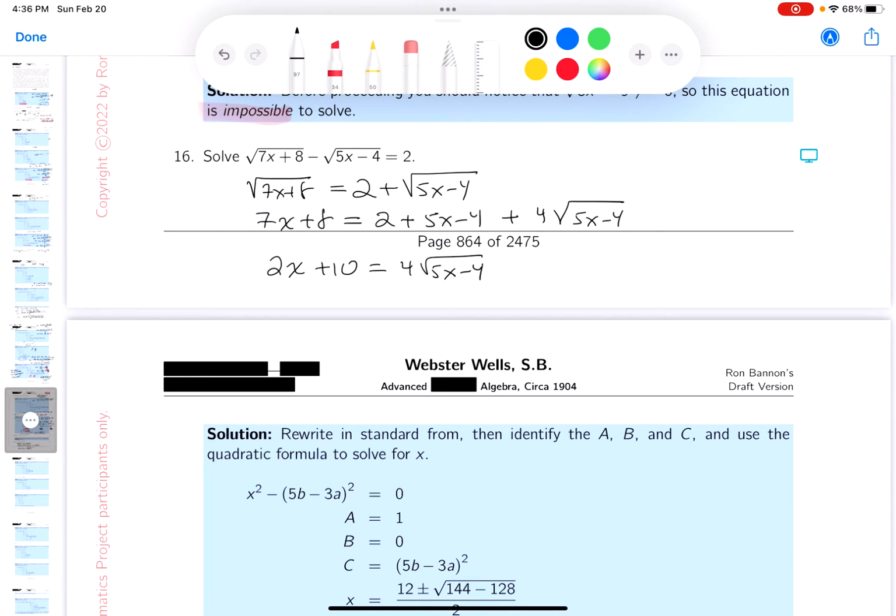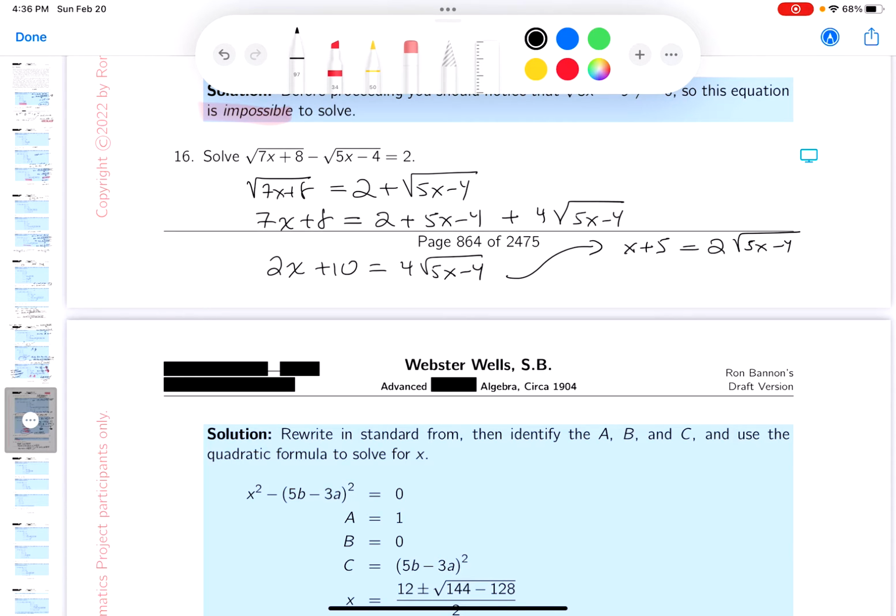All right, before I proceed forward, I want to make sure I did that right. 5x from 7x is 2x. 2 minus 4 is minus 2. Yep, I did okay. I'm going to divide both sides by 2 now. So what do you get there? You would get x plus 5 equals 2 square root of 5x minus 4.